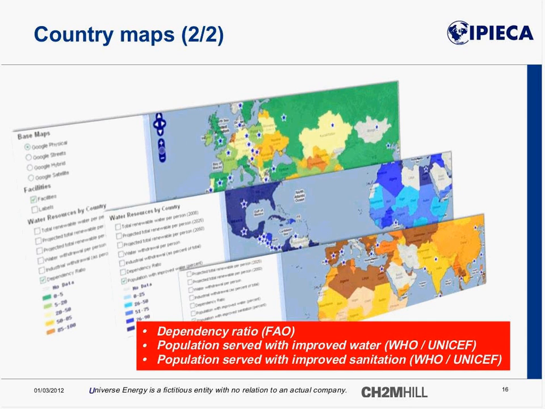And we've got the health and sanitation maps from the World Health Organization and UNICEF of populations served with improved water and populations served with improved sanitation.